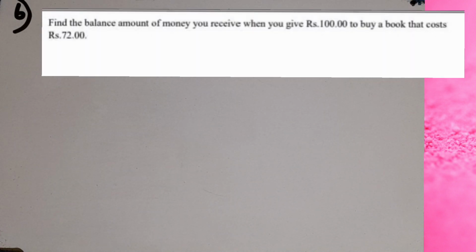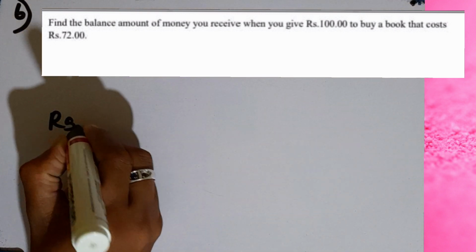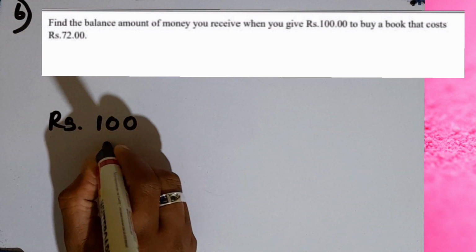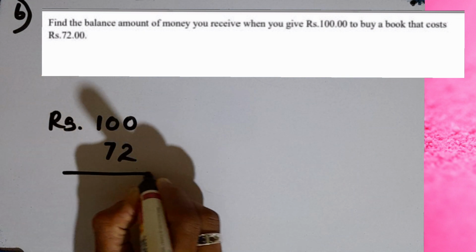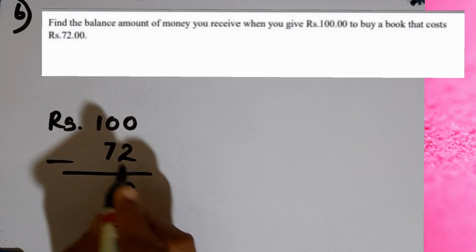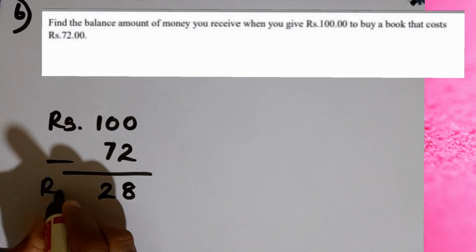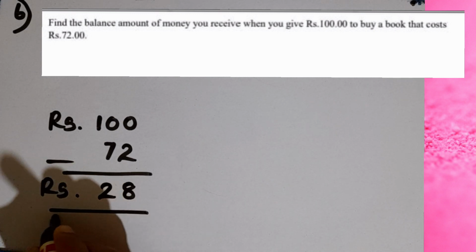Question number 6. Find the balance amount of money you receive when you give 100 rupees to buy a book that costs 72 rupees. We can find it by subtracting 72 from 100. Then 10 minus 2 is 8. Then 9 is remaining. 9 minus 7, 2. So the answer is 28 rupees.